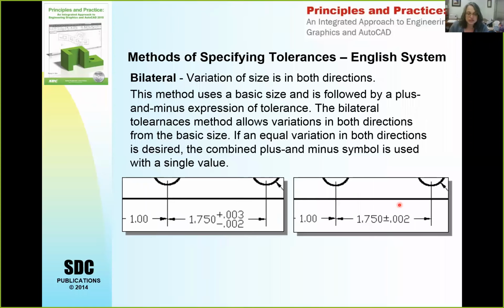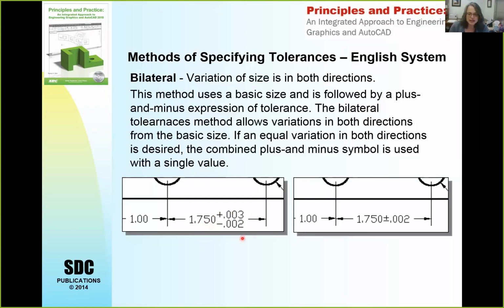Okay, the other thing that we can do is what's called bilateral tolerancing. What this does is give us that nominal size, a target size of 1.750, and then an upward variation of up to 0.003 inches, and down as much as 0.002 inches less than that number. So what this really says is 1.753 to 1.748. In other words, 1.75 plus 0.003 to 1.75 minus 0.002.